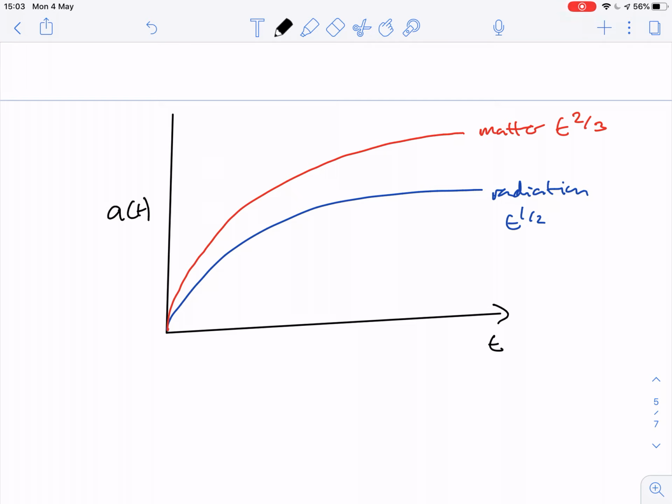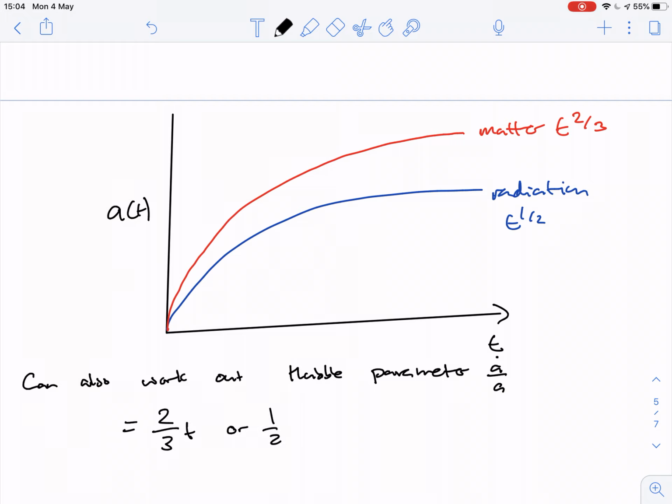Of course, I can also work out the Hubble parameters, which is just ȧ over a, equal to 2 over 3t for matter, or 1 over 2t for radiation. I'll leave that to you to do. So you can see essentially that the expansion rate is faster for matter than it is for radiation. So there we go.